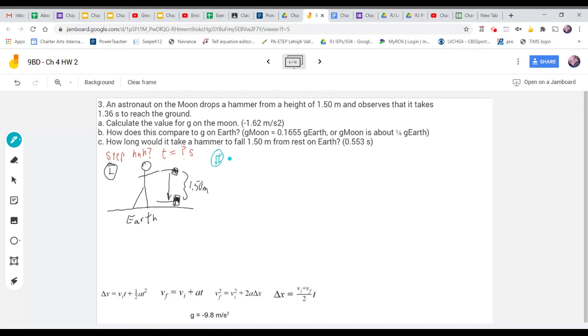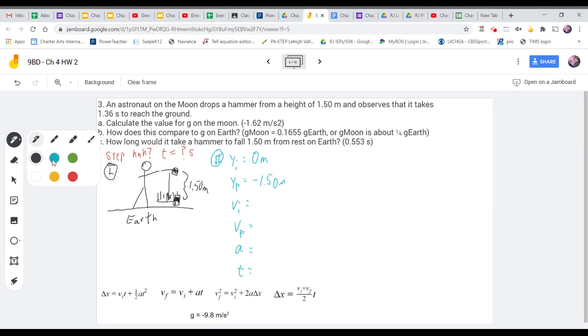So step 2, variable bank: y initial, y final, v initial, v final, a, and t. So y initial, height, always make that one 0. y final, well, this is 1.5 meters lower than 0, so this is minus 1.50 meters. v initial, no speed lines. I forgot the speed lines. So there are speed lines here, but there are no speed lines up here.